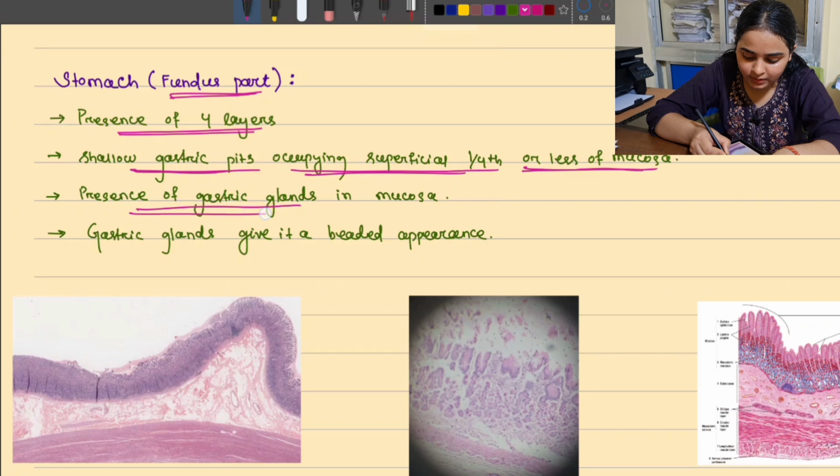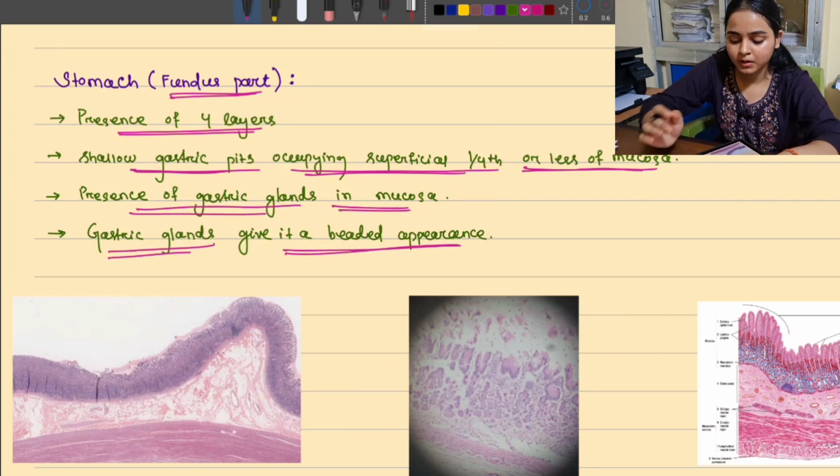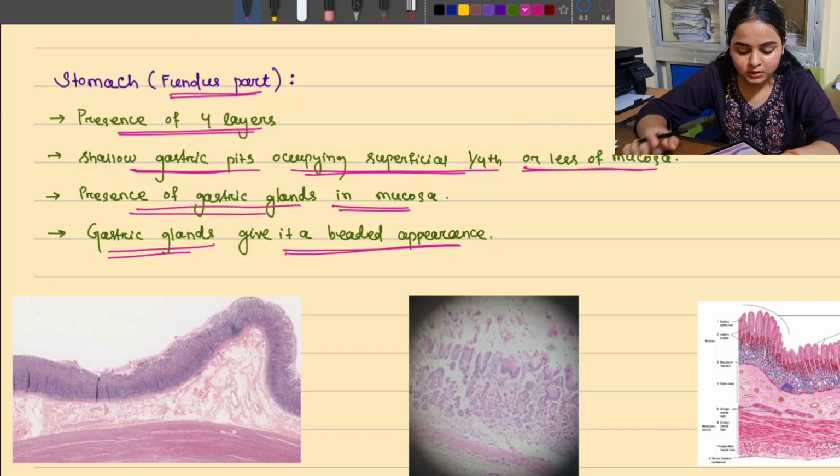And presence of gastric glands in the mucosa, and gastric glands give it a beaded appearance. There is so much of gastric gland that gives it a beaded appearance. So the main identifying feature is the presence of gastric glands that are shallow.